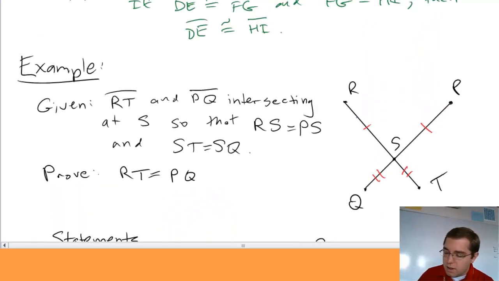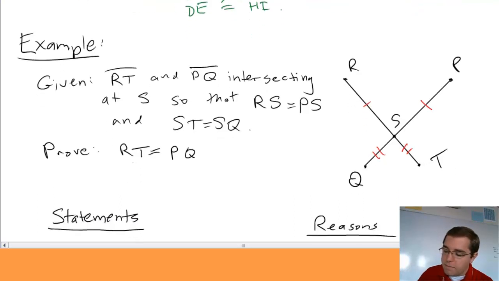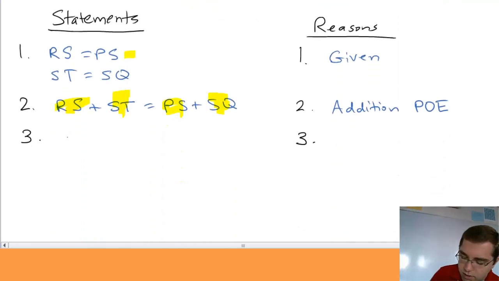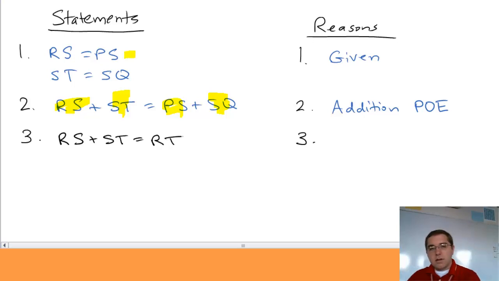RT is RS and ST combined. Okay? So let's write that down. RS plus ST equals RT. Now, how do I know that that is true? How can I write that?